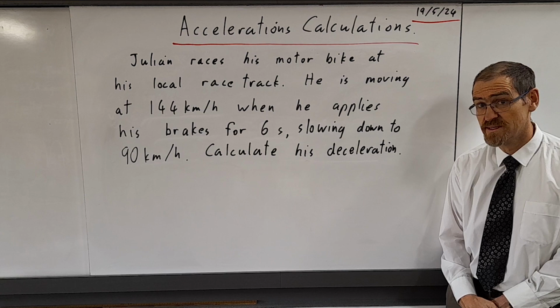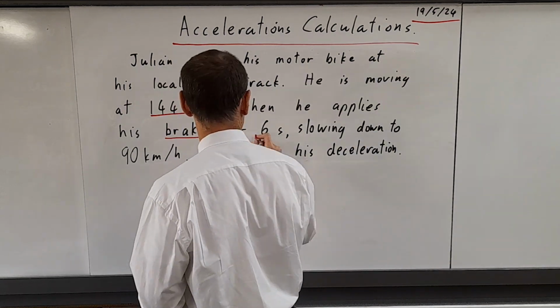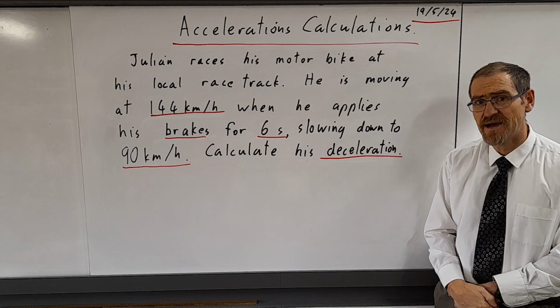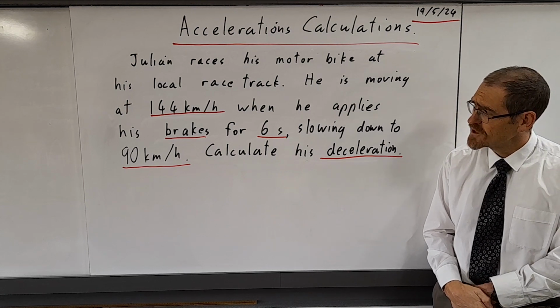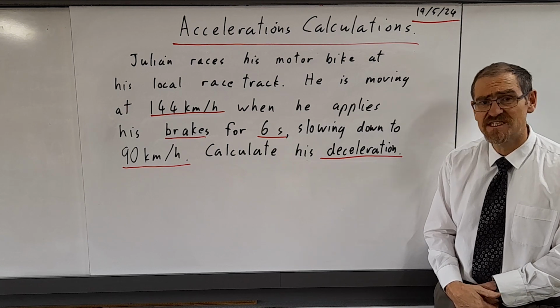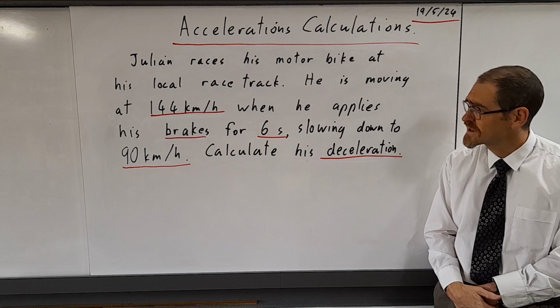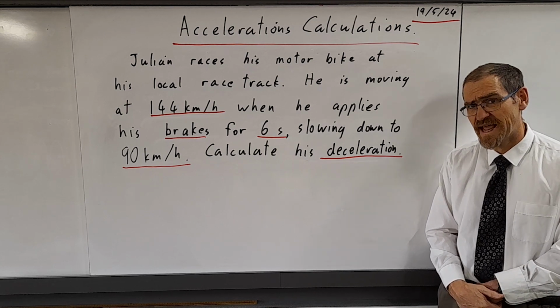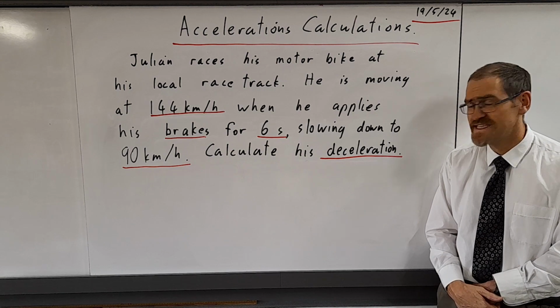Let's list the important information. He's traveling at 144 kilometers an hour, so we know that we're going to need to convert that to meters per second. He applies the brakes, so he's slowing down for 6 seconds. The acceleration is going to be a negative value. His final velocity is 90 kilometers an hour. We need to figure out his deceleration.